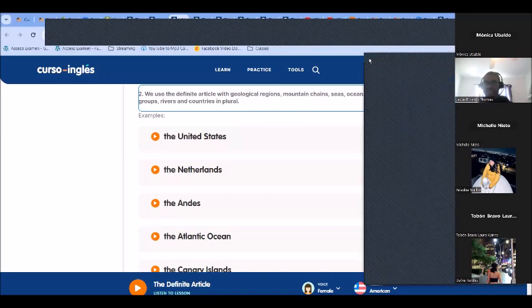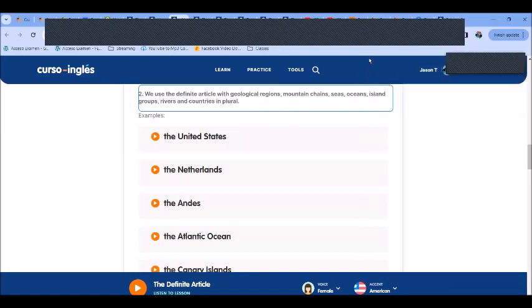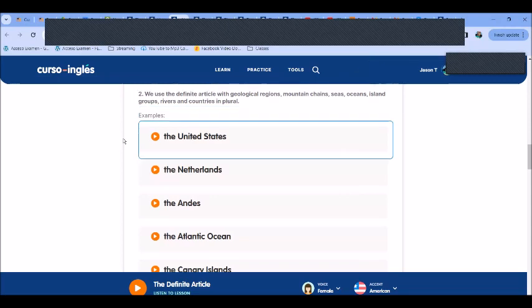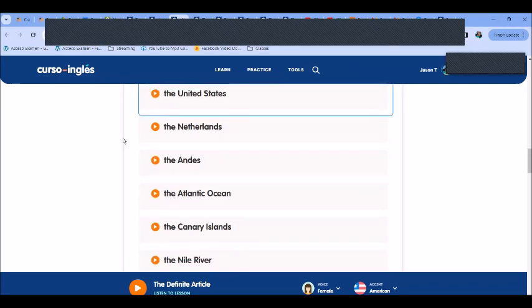Number two. Michelle, help us with number two. We use the definite article with geological regions, mountain chains, seas, oceans, island groups, rivers, and countries in plural. Island groups. Island, the s is mute. Examples: the United States, the Netherlands, the Andes, the Atlantic Ocean, the Canary Islands, the Nile River.